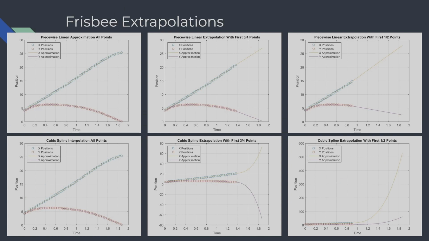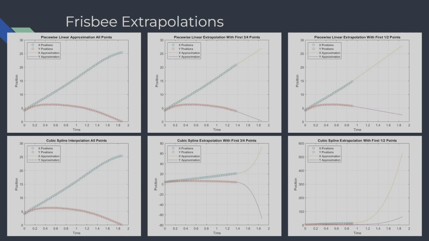And these are the extrapolations for the frisbee throw. You can see again that for the linear extrapolation, a line sort of continues off from where the last point was already headed. This works very well for the x positions as they were already generally a linear path, but for the y positions, especially when you take away half the points, you lose the curve towards zero that you would normally get.